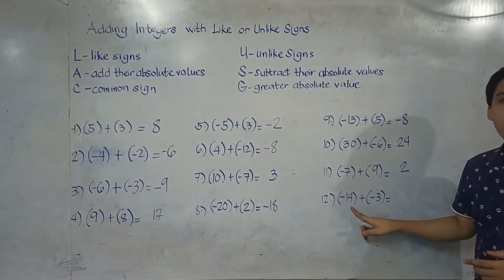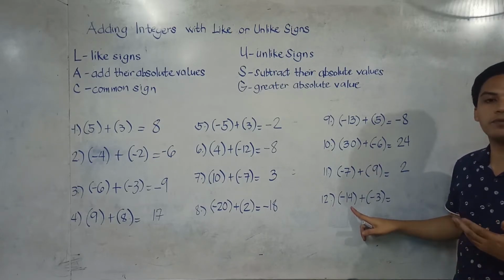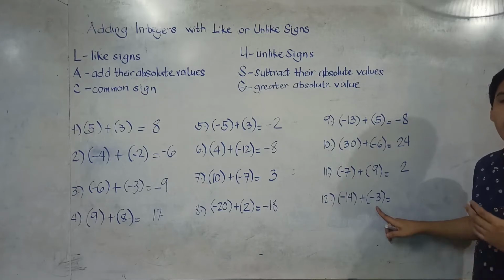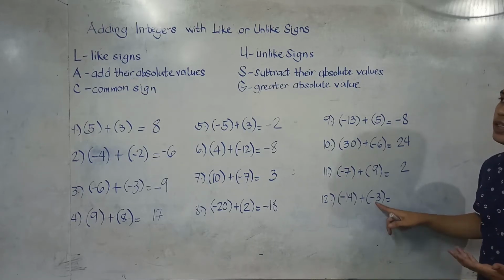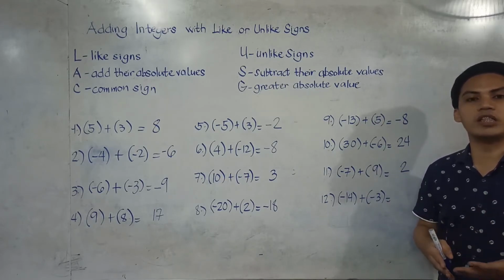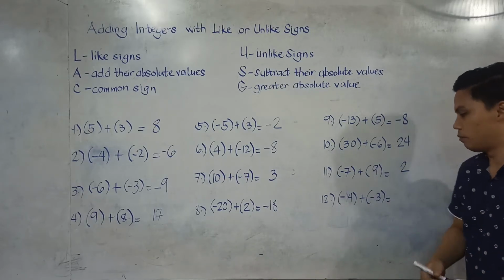So, anong absolute value ng negative 14? We will have positive 14. Anong absolute value naman ng negative 3? That is positive 3. So, since LOG, we're going to add their absolute value. So, 14 plus 3 is equal to 17.